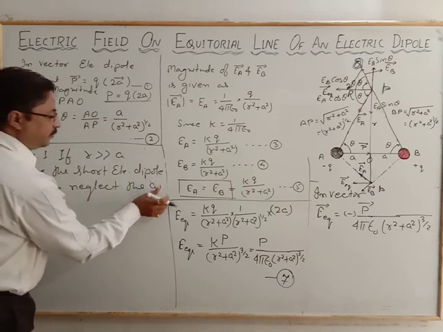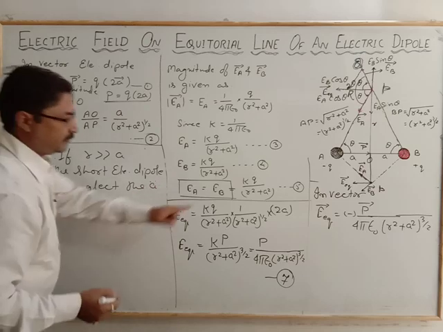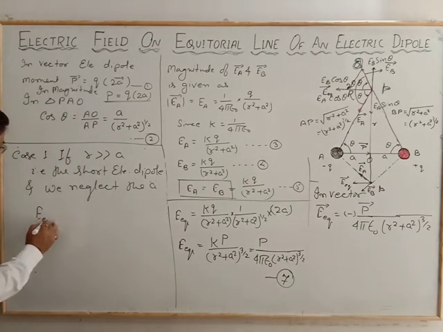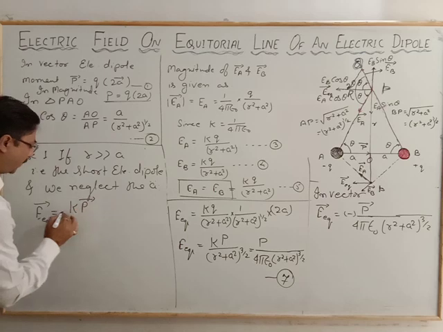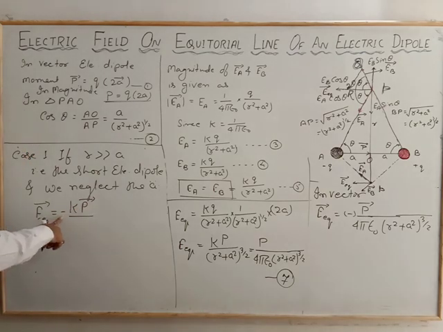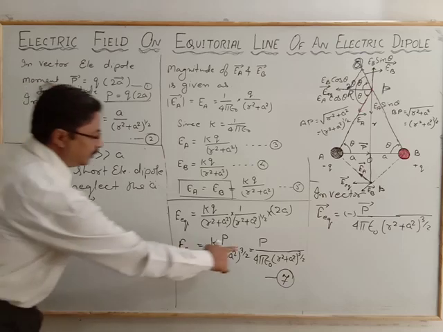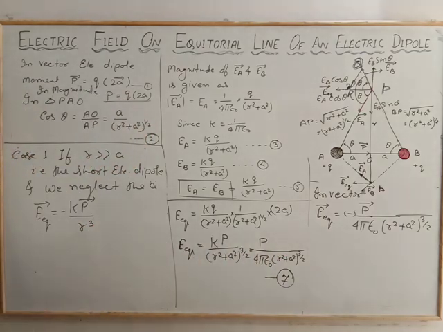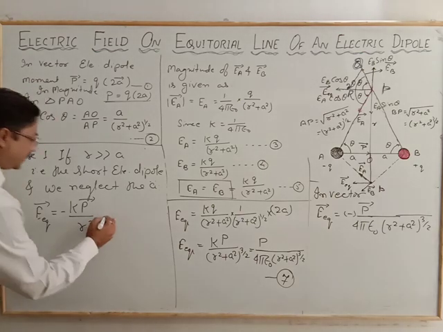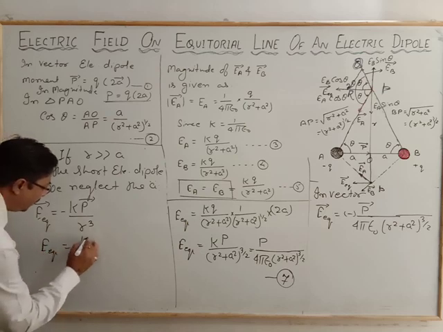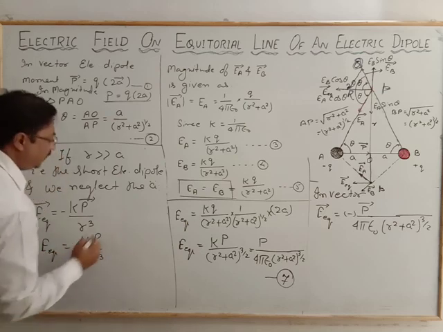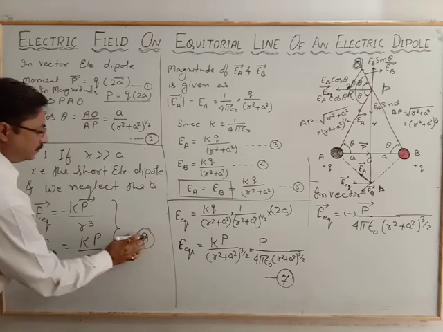We will neglect a. In that case, we have the relation for the electric field at the equatorial: E equatorial equals minus k p vector by r cube, where the minus indicates the direction and r is the distance from the center of the dipole to the point where we are calculating the electric field. In magnitude, E equatorial is equal to kp by r cube. That becomes equation number 9.